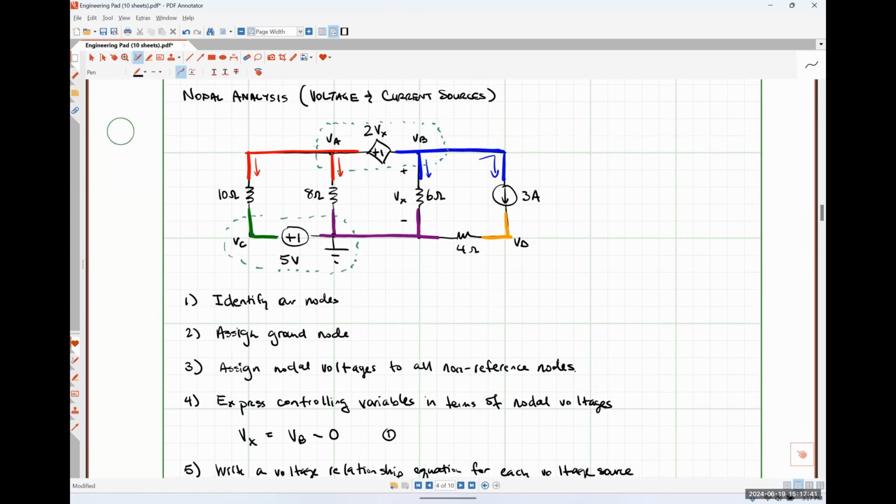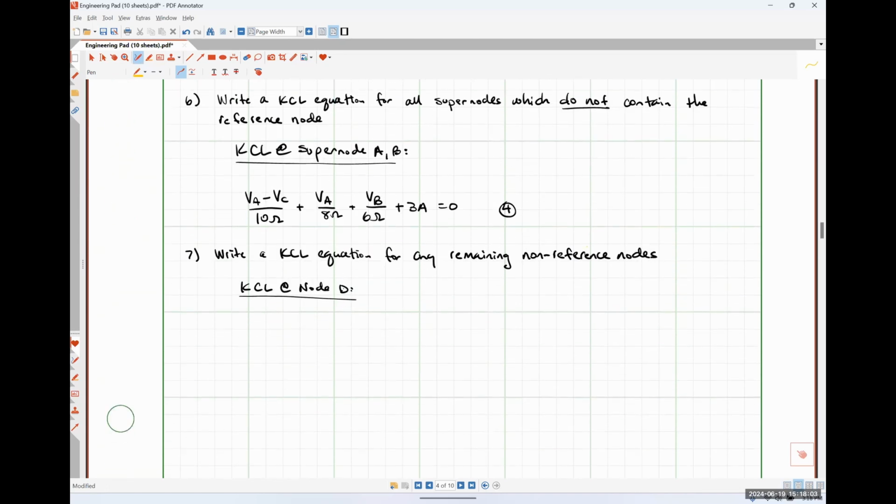So what will our KCL equation at node D look like? That's just going to be this current plus this current. VD over 4 ohms minus 3 amps. Exactly right. VD over 4 ohms minus 3 amps is equal to 0. There's equation number 5.